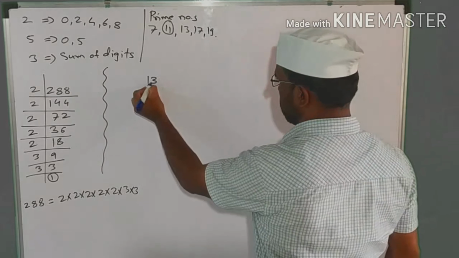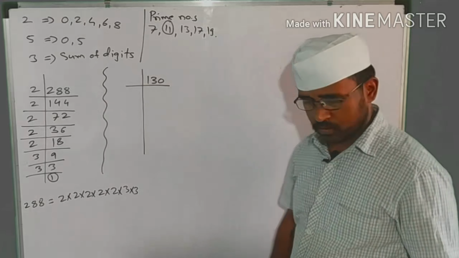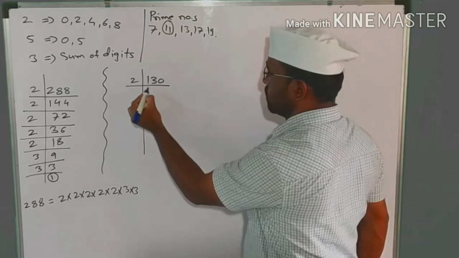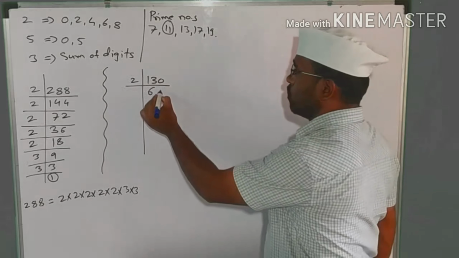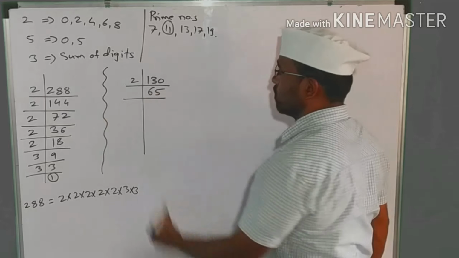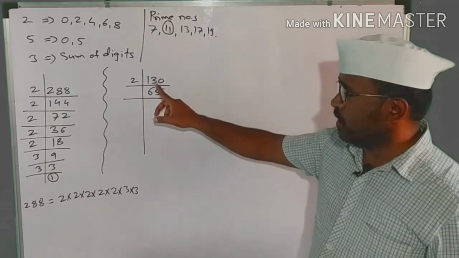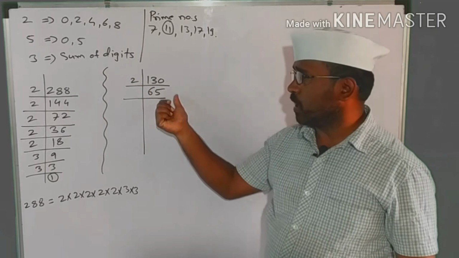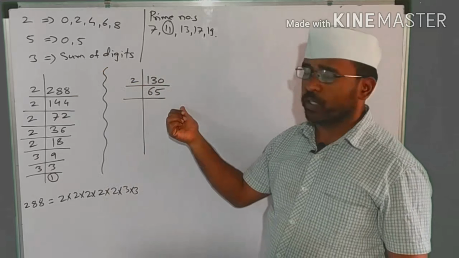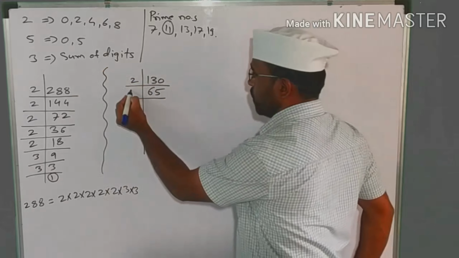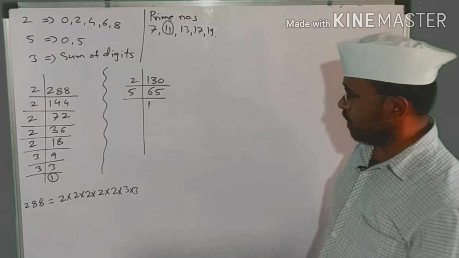For example, the number is 130. Is it divisible by 2? The answer is yes. If we divide it by 2, the answer will be 65. Is it divisible by 2? The answer is no. Is it divisible by 3? 6 plus 5 is 11. 11 is not in the table of 3, so it's not divisible by 3. Is it divisible by 5? The answer is yes. If we divide it by 5, the answer is 13.